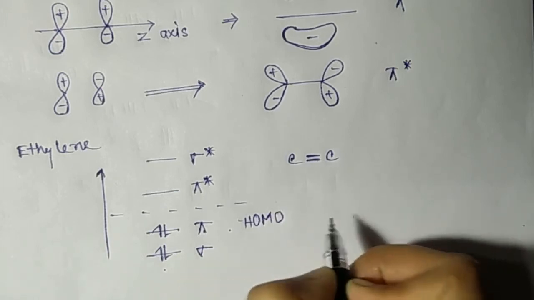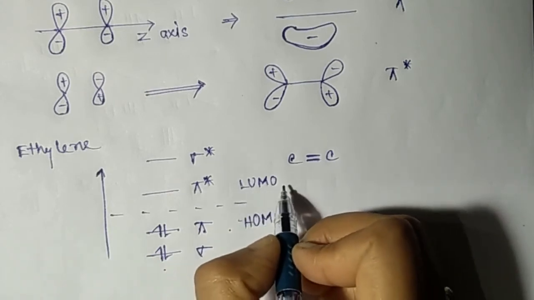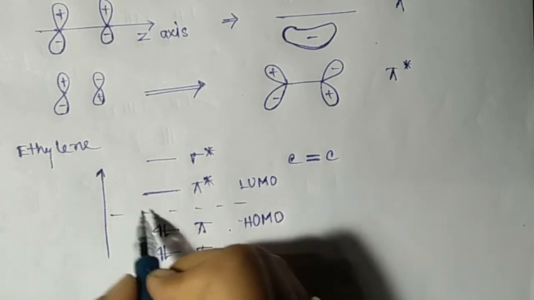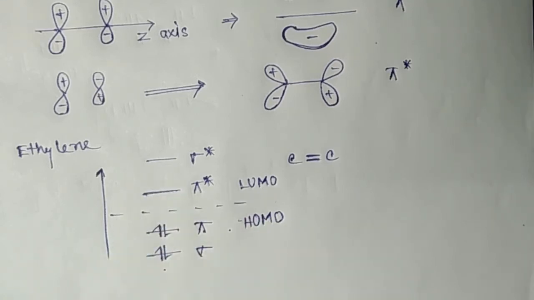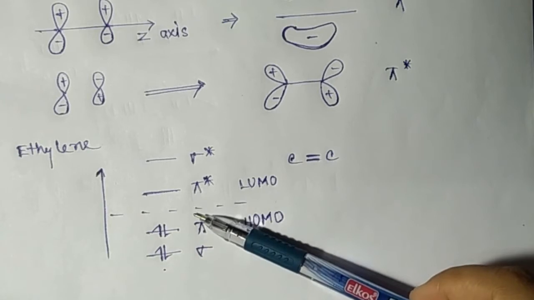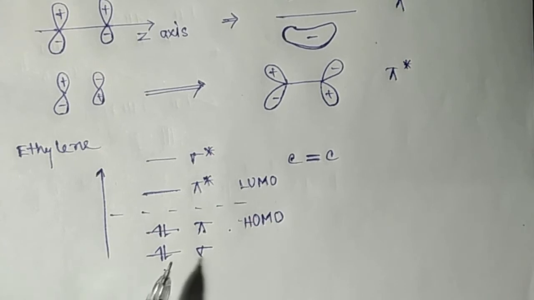Highest occupied molecular orbital, that is HOMO, and this is the lowest unoccupied molecular orbital. These molecular orbitals, due to high energy, remain vacant. Now, if you ask why electrons occupy these two places only, it is because in molecular orbital theory, the electrons occupy the molecular orbitals in the same way as electrons occupy atomic orbitals.